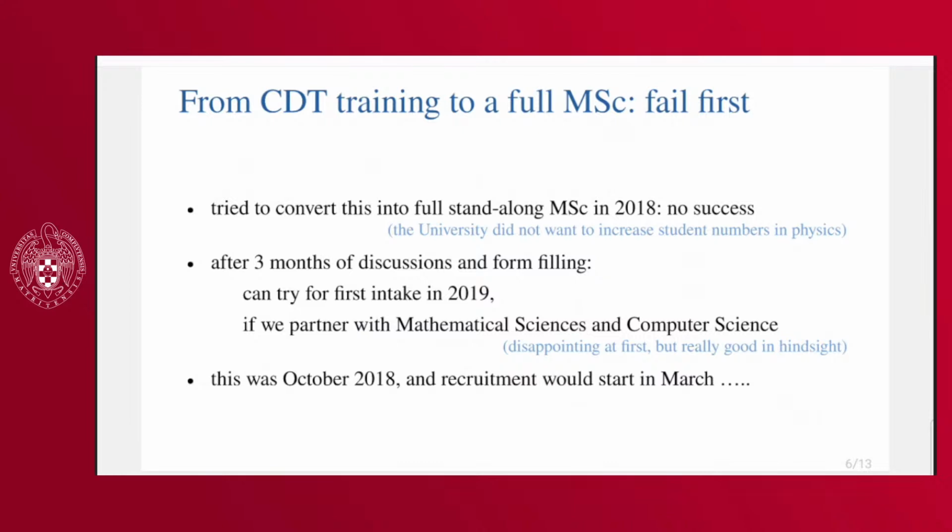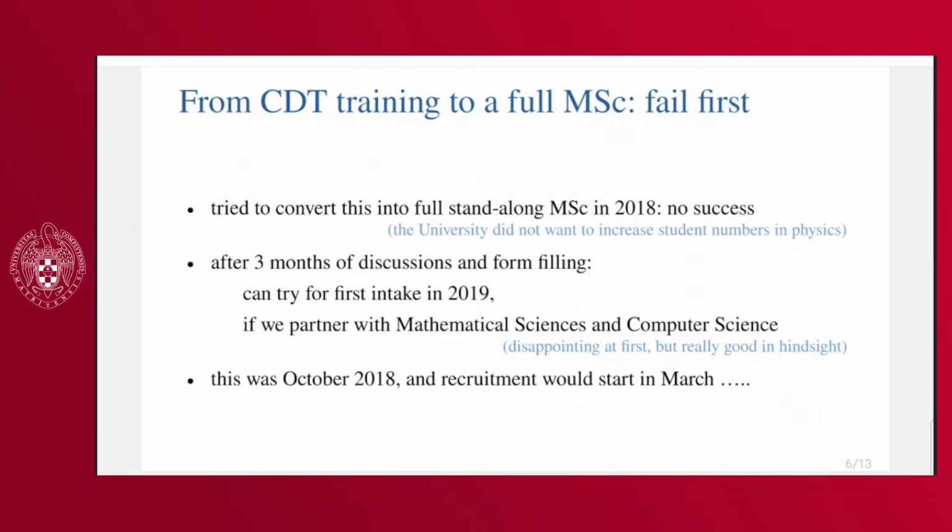I don't know how it is in Madrid, but in Durham, this means you have to fill in an amazing number of forms. So I filled in, I think, 4 or 5 different sets of forms for content, what kind of students we would like to recruit, etc. And after all this, the university decided that they didn't want to increase the student number that are directly attached to physics. And they basically told me, no chance, we're not going to do this MSc.